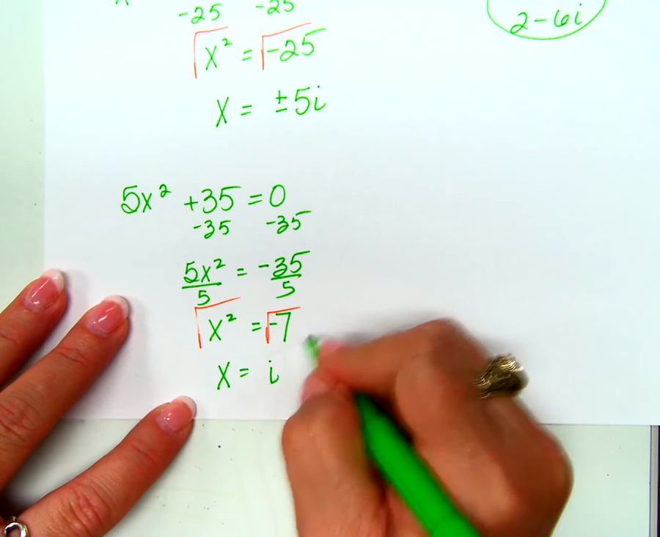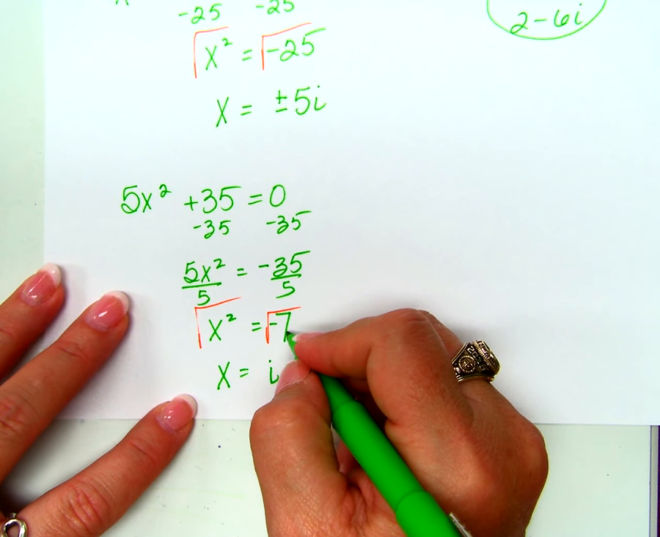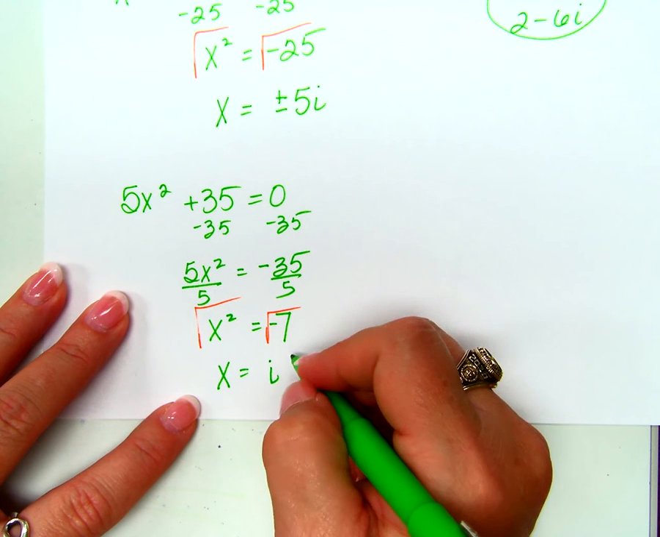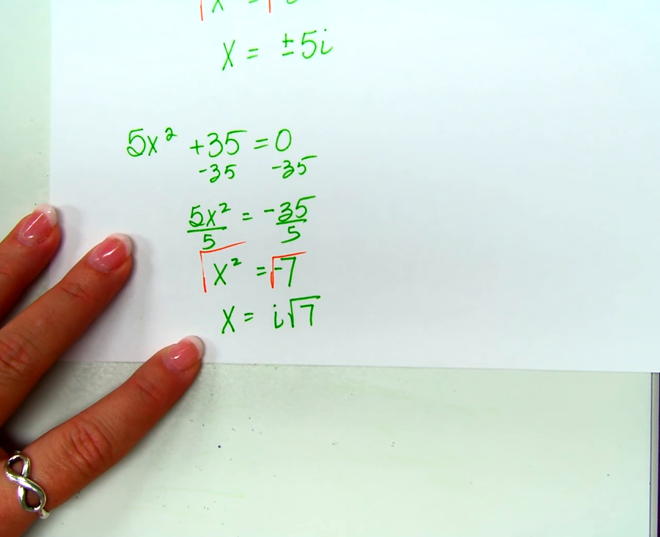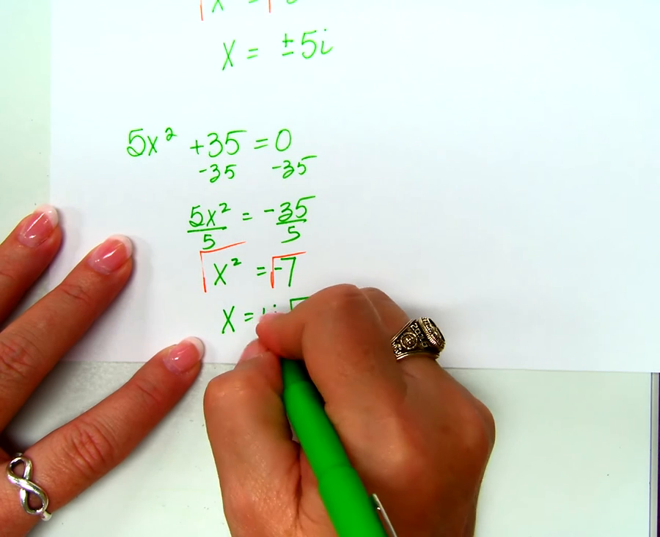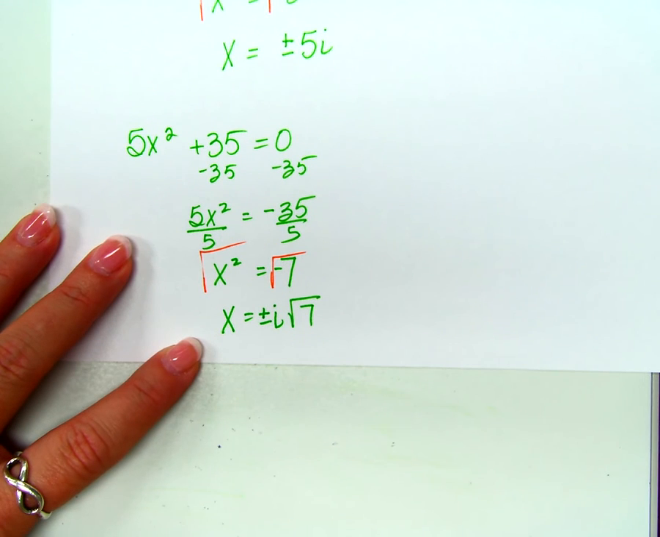i. What's the square root of 7? I don't know either. What am I missing? Plus or minus. The number and its conjugate. Questions?